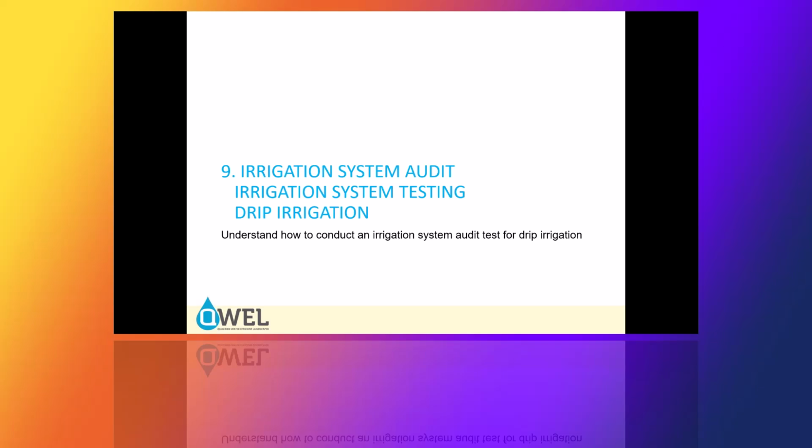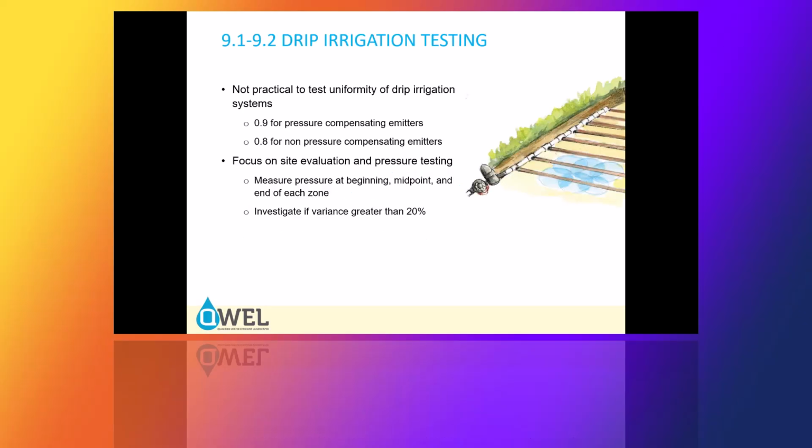So section 9, irrigation system audit. Irrigation system testing for drip irrigation. We want to understand how to conduct an irrigation system audit test for drip irrigation. A little bit more complicated than for spray heads. It's not really practical to test uniformity for drip irrigation systems. We tend to use a 0.9 value for pressure compensating emitters and 0.8 for non-pressure compensating emitters. This is just something you need to remember.